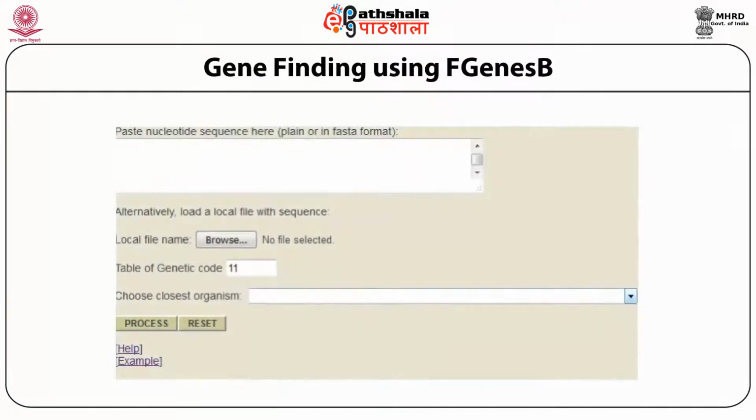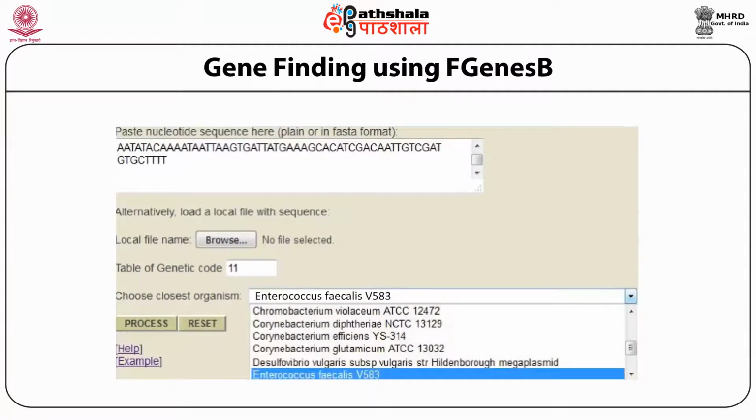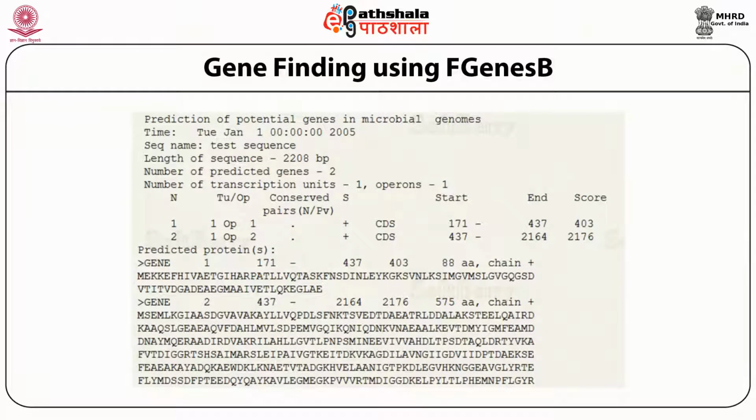In the following page, paste the sequence of the constructed operon, select Enterococcus faecalis and click the Process button. This prediction shows two genes, the first from position 171 to 437 and the second from 437 to 2164. This confirms the gene prediction of the two genes using GeneMarkS.